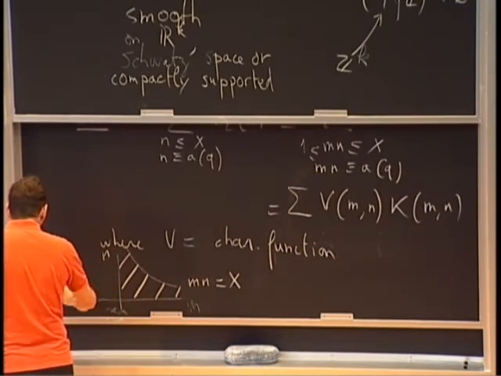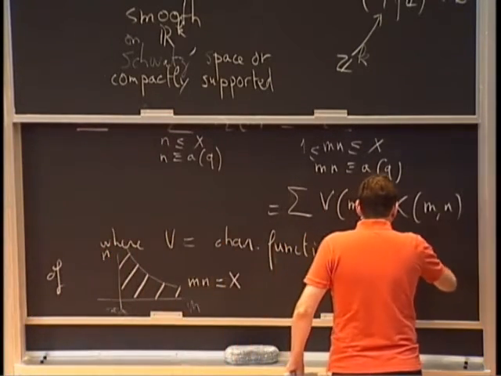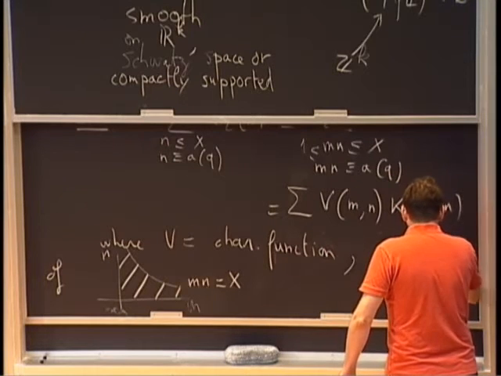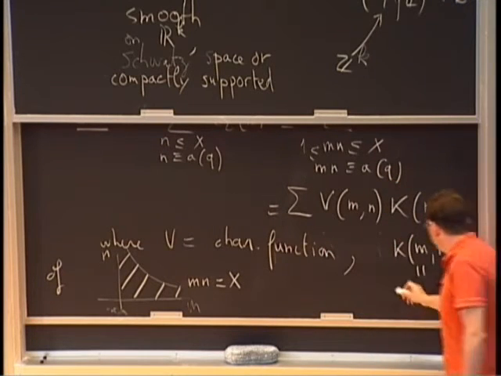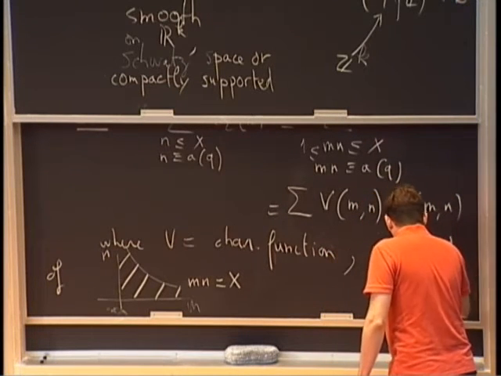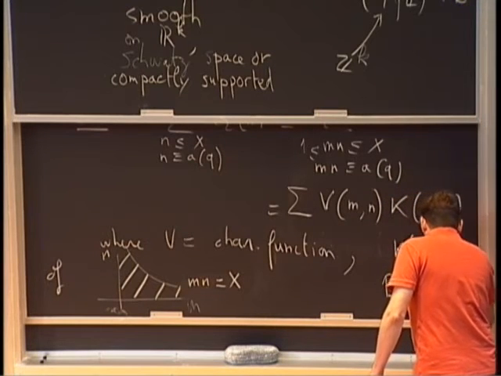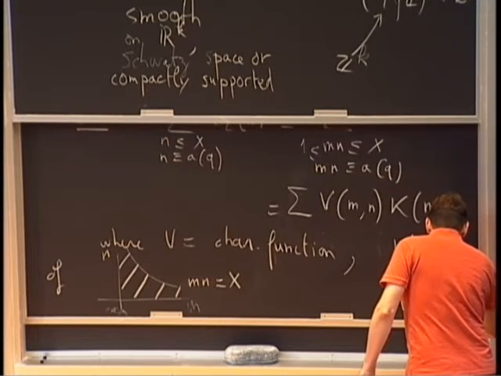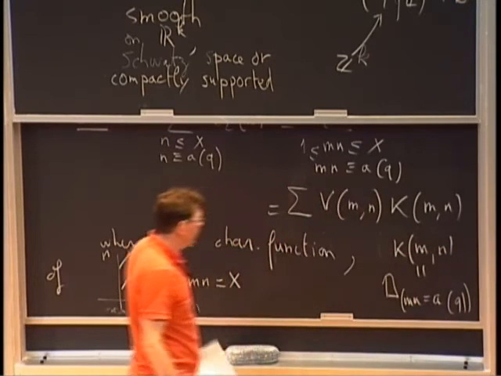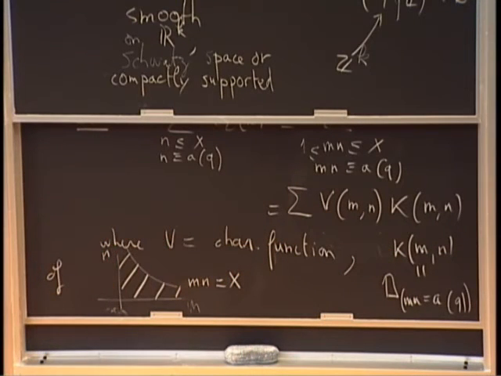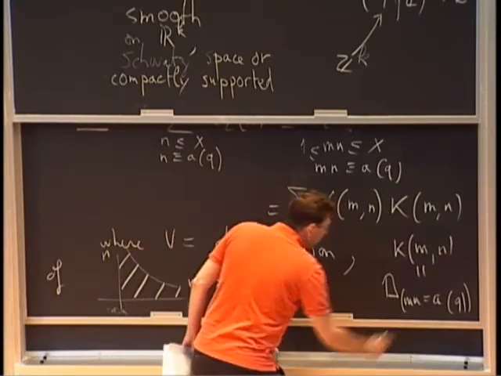And K of MN is periodic of period Q. It's just the characteristic function of the congruence class MN equal to A modulo Q. So you take M and N, you reduce both modulo Q, and you compute the product, and you check whether it's equal to the given residue class mod Q.